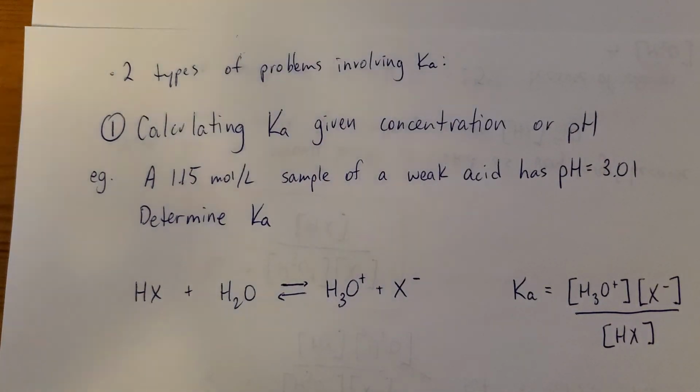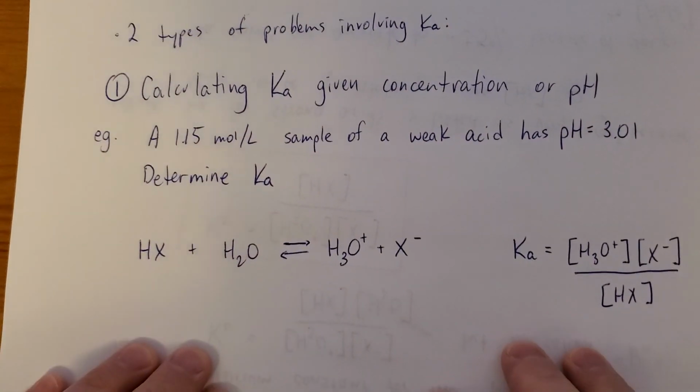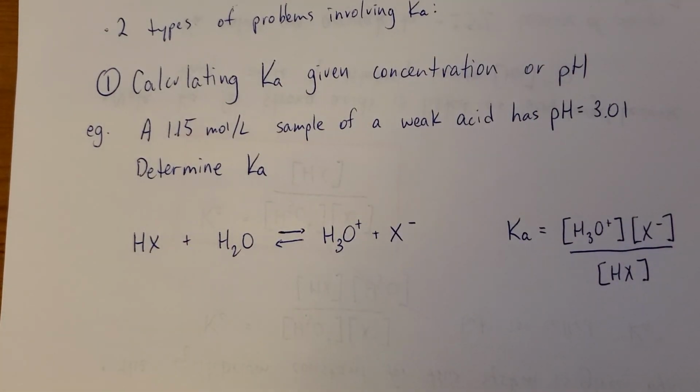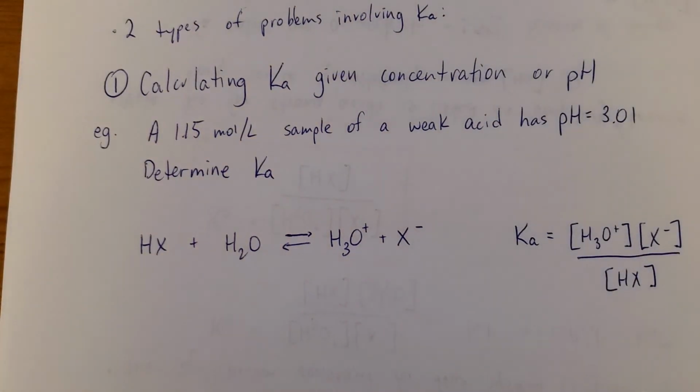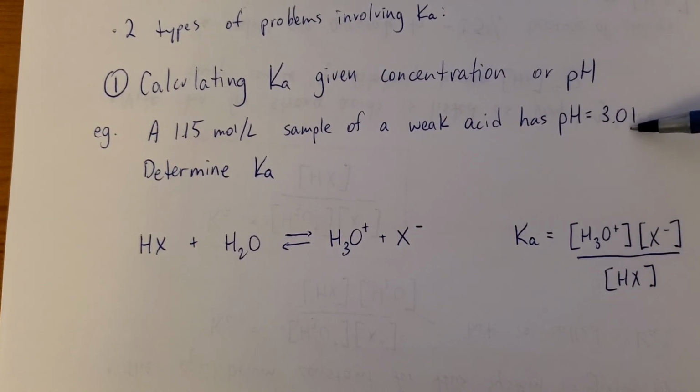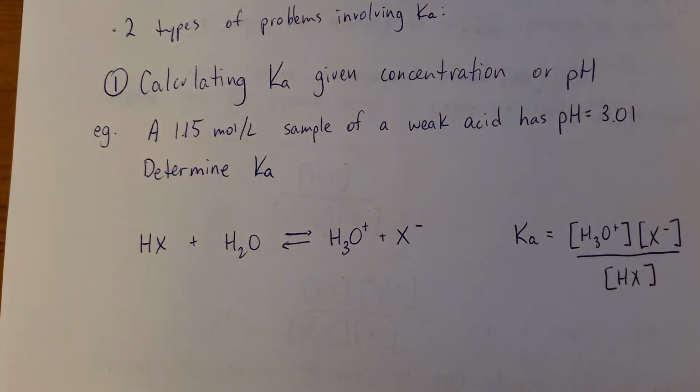The first one I've already got set up here. It's calculating Ka when you're given a concentration or a pH. So I've given you the concentration of a weak acid and its pH. We're going to find Ka for this acid, and I've just written down some things that are going to help us. Okay, we don't know what this acid is, so I'm just calling it HX. This is the ionization. This is how we're going to calculate Ka. All right, but we don't know these values yet. Okay, we know what H3O is from the pH. We can get that, so let's go ahead and do that.